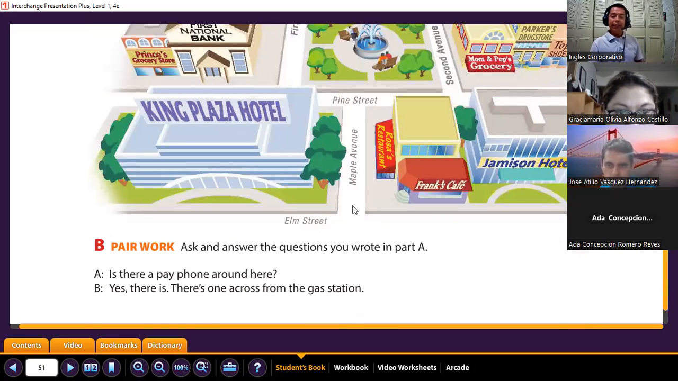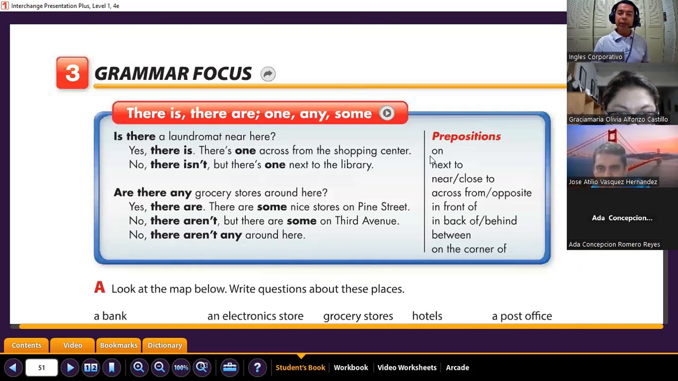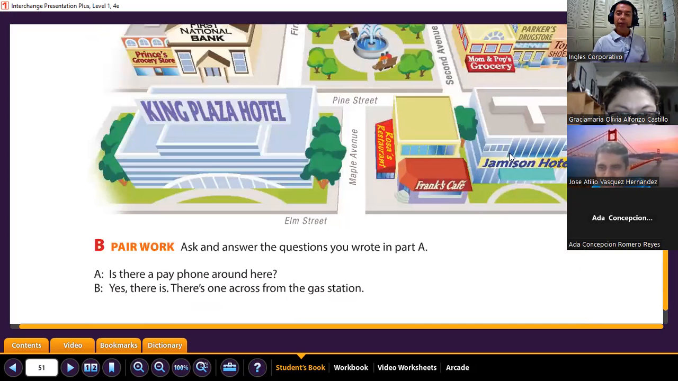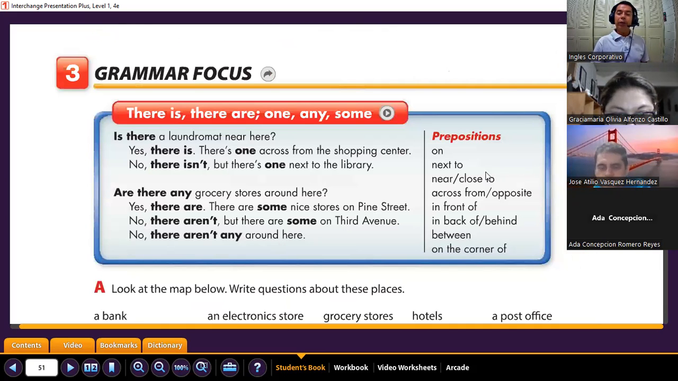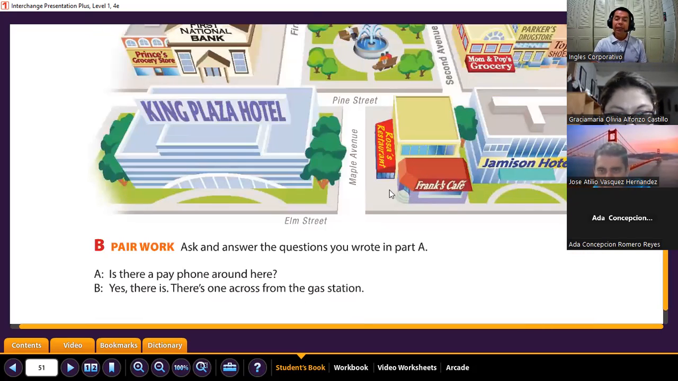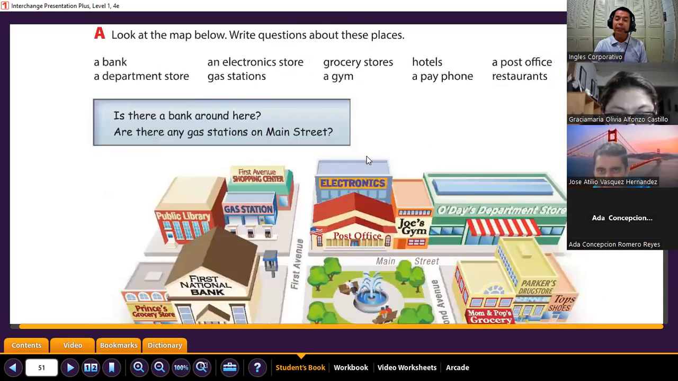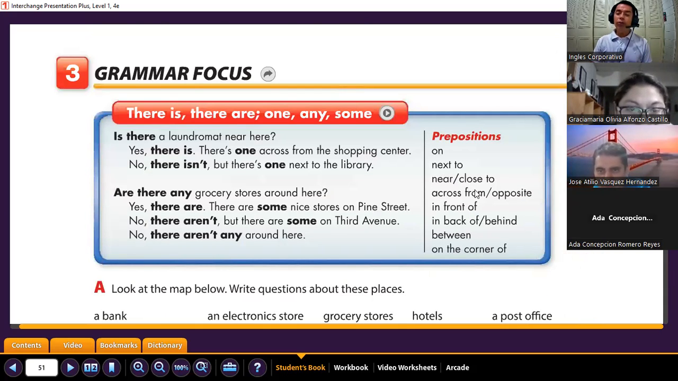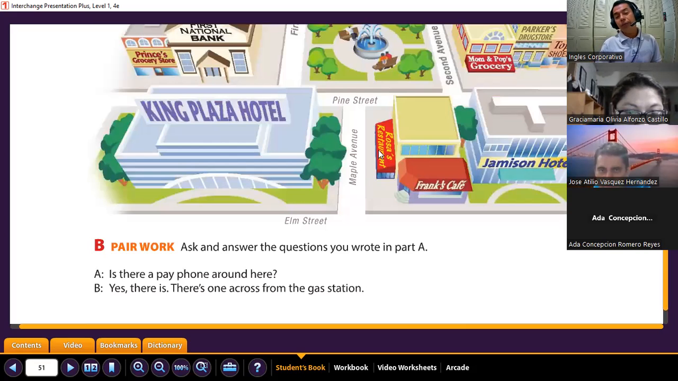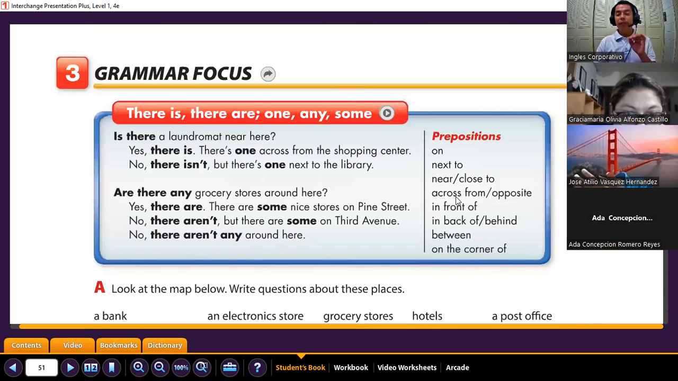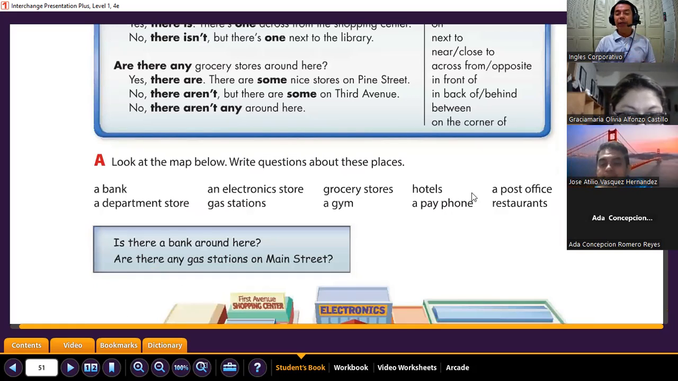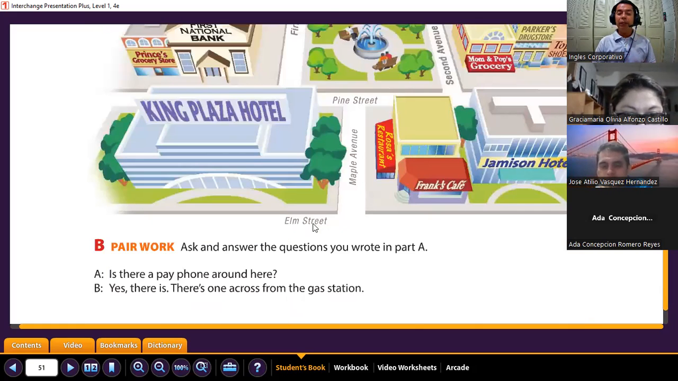Or you can say, on the corner of Elm and Maple Avenue, right? You can also say next to. The Jameson Hotel is next to Frank's Café. You can say near, close to, near to the park. Also, across from Rosa's Restaurant. We had said this: on the corner of Maple and Elm Street. Okay, now ready?